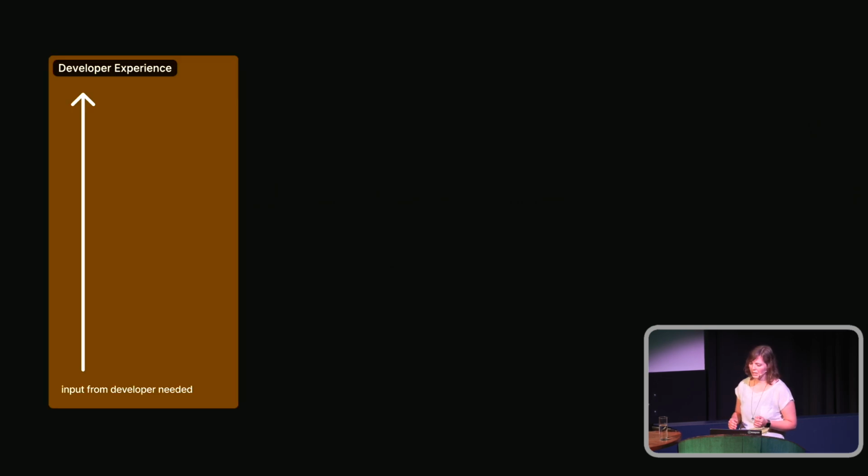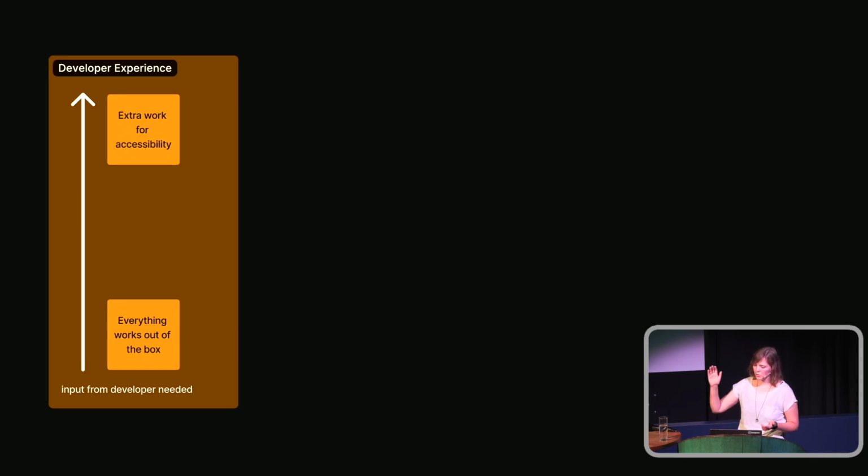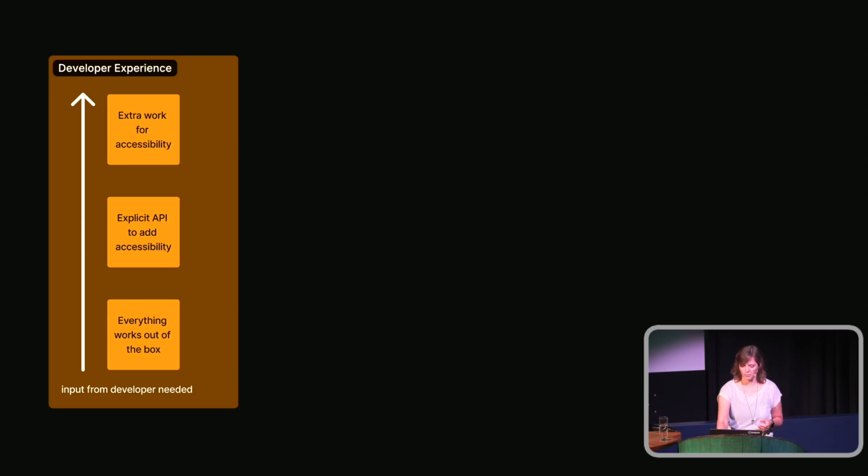So let's start by looking at the developer experience. On a scale from no developer input is needed to a lot of input is needed: if accessibility would just work out of the box, no input from the developer is needed. The other extreme, when nothing works out of the box, needs a lot of effort and knowledge from the developer. There's also a middle layer where we support the developer a bit with an API to ask for the specific information that we need. Plus, we might have good documentation that explains how things should work.